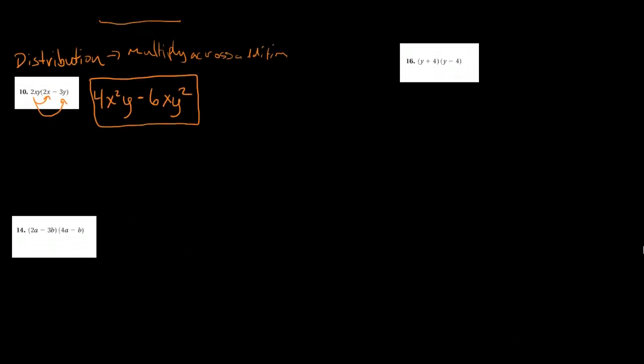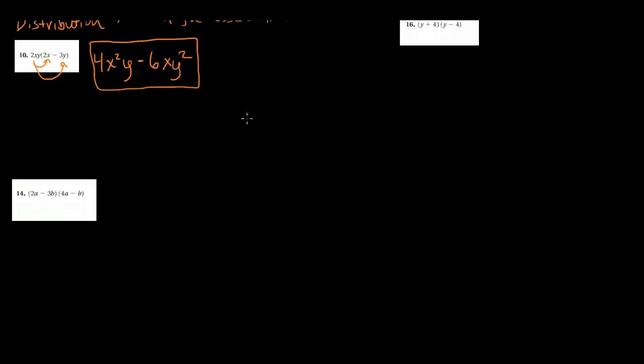That is fully distributed. Remember, distribution means multiplication across addition or subtraction in this case. But that's distribution. So let's take a look at the last one here. Now we have two binomials that we're going to multiply. Again, we're going to use distribution.